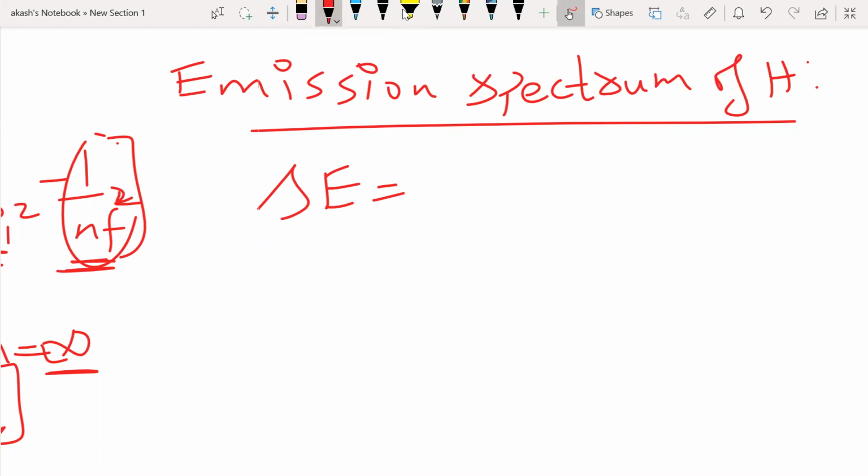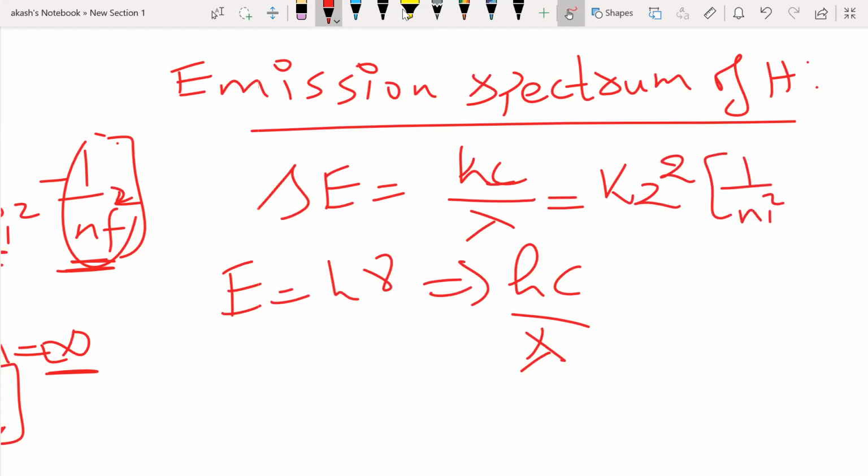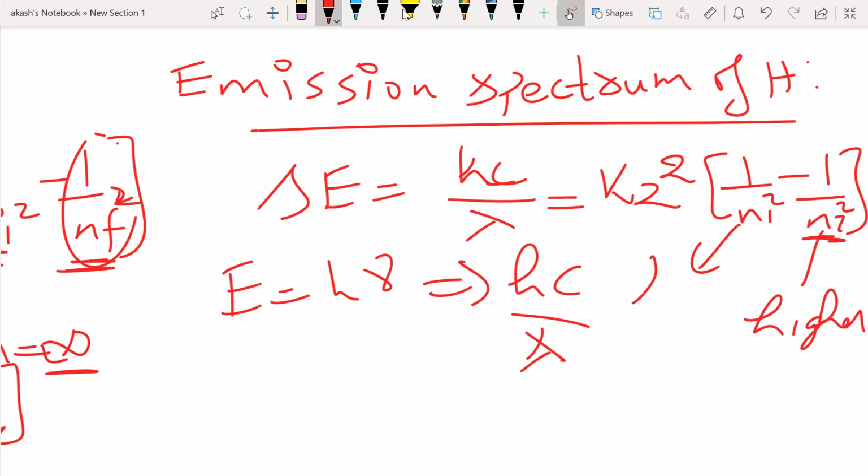Hope you know. First I'll give you the formula: E is equal to h nu, and I also have a formula, hc by lambda. I think these are some preliminary equations you should know. So this hc by lambda was equal to kZ squared into 1 by n1 squared minus 1 by n2 squared. Remember, in this case n2 is the higher orbit and n1 is the lower orbit. That is how you must consider it.